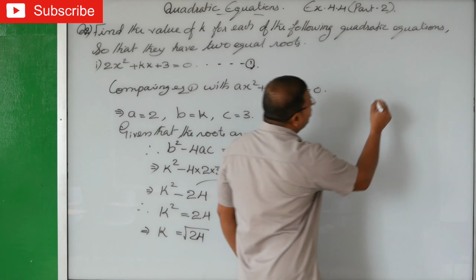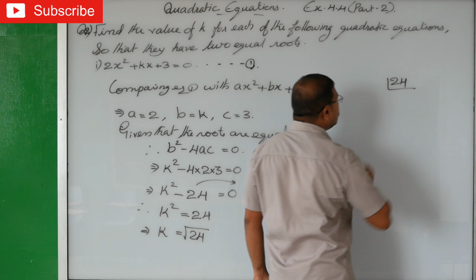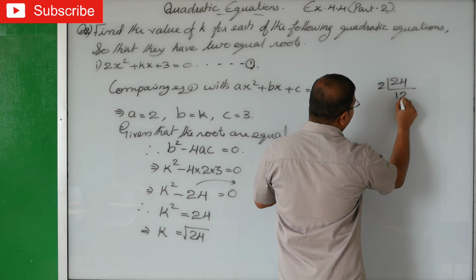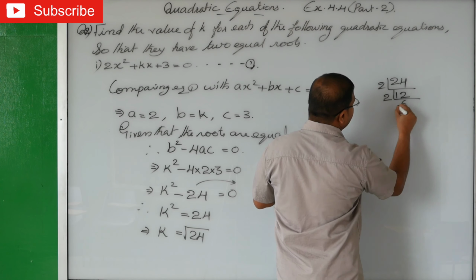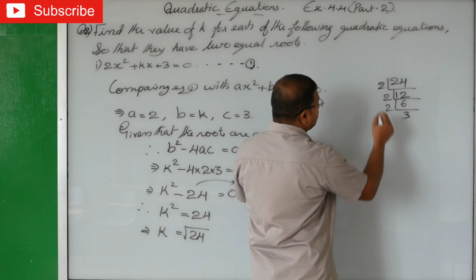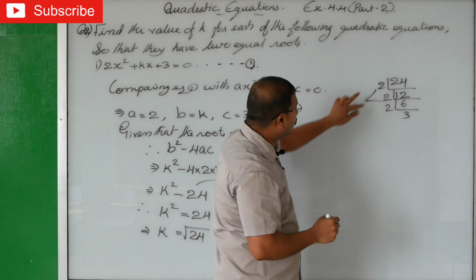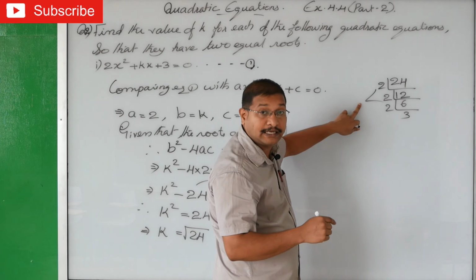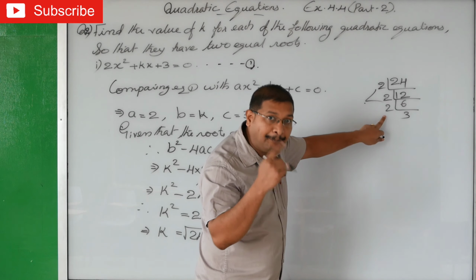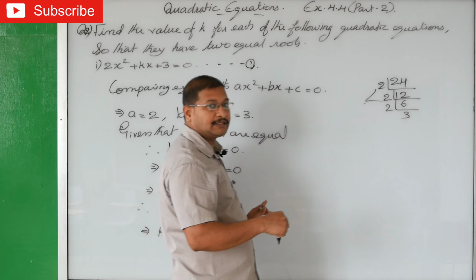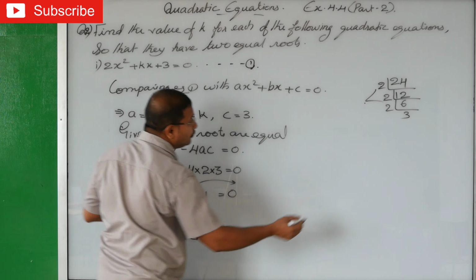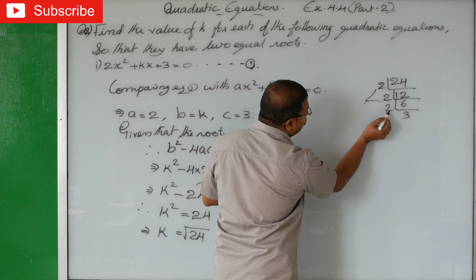Ready? Now, 24 means we'll go for prime factorization by 2. 2 1s are 2, 2 2s are 4. Again by 2, 2 6s are 12. Now by 2, 2 3s are 6. That means 2 2s, one pair, we can take one outside, isn't it? From 2 2s we can take one 2 outside, and the balance does not have a pair, so you have to keep it inside the root. That means we write 2 root of 2 into 2 into 2 into 3.